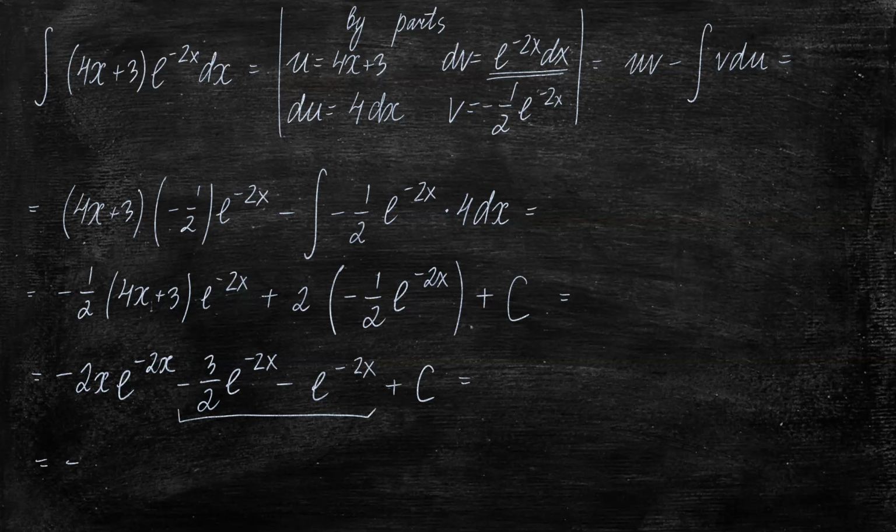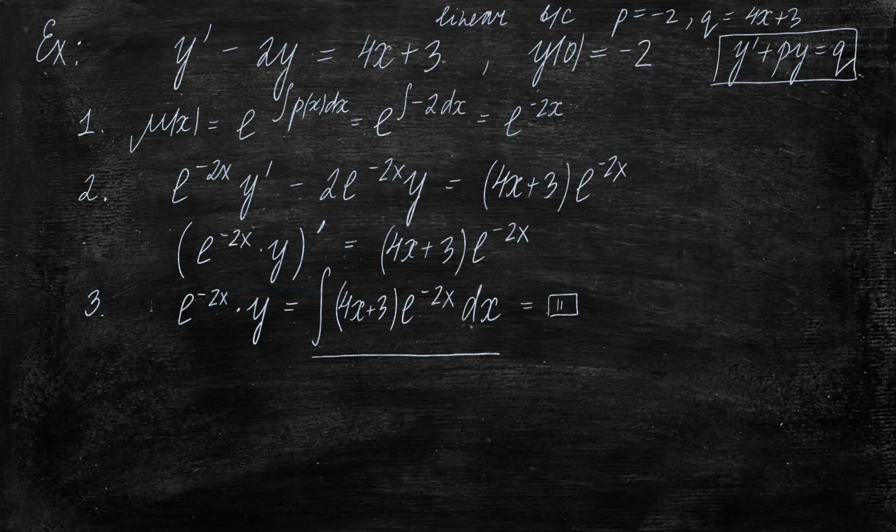So negative 2x e to the negative 2x minus 5/2 e to the negative 2x plus c. So this is the solution, not the solution yet, but this is what the integral on the right hand side is equal to.